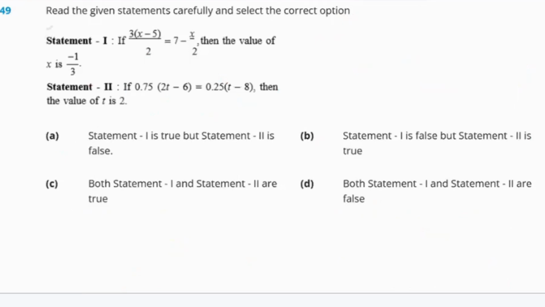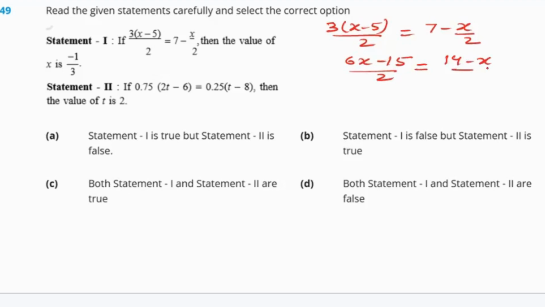Now the 49th question is saying, if we need to solve this, if 3 times (x minus 5) by 2 is equal to (7 minus x) by 2, then the value of x is this. Let's try to solve it. When we are solving it, we will be getting 6x minus 15 by 2 is equal to, okay, it becomes 14 minus x by 2. Okay, we can cut 2.